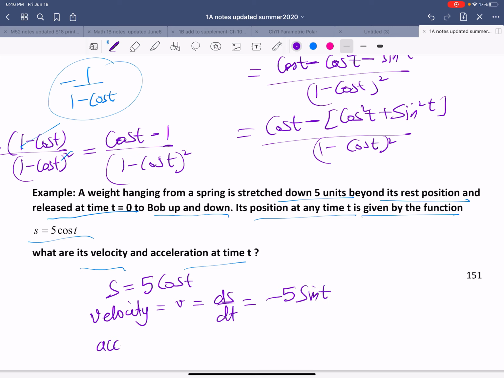And acceleration a is going to be d square s dt square, or we can do dv dt, the derivative of velocity. That would be negative 5 cosine t. And that's it. That's the end of the derivative of trigonometric functions.